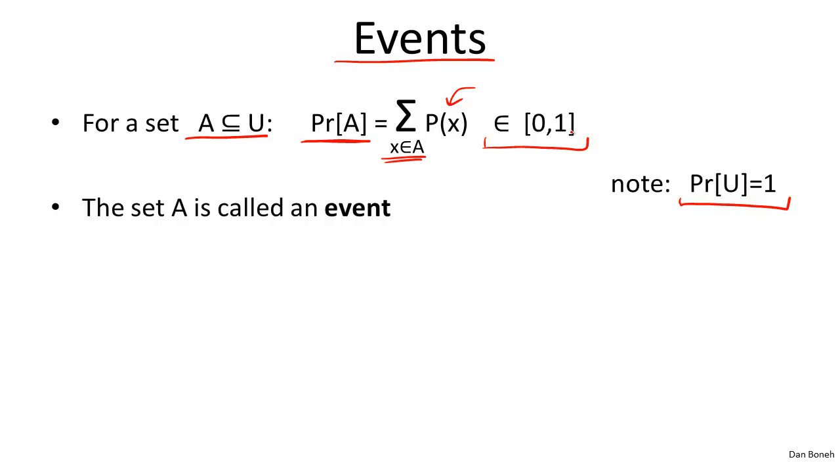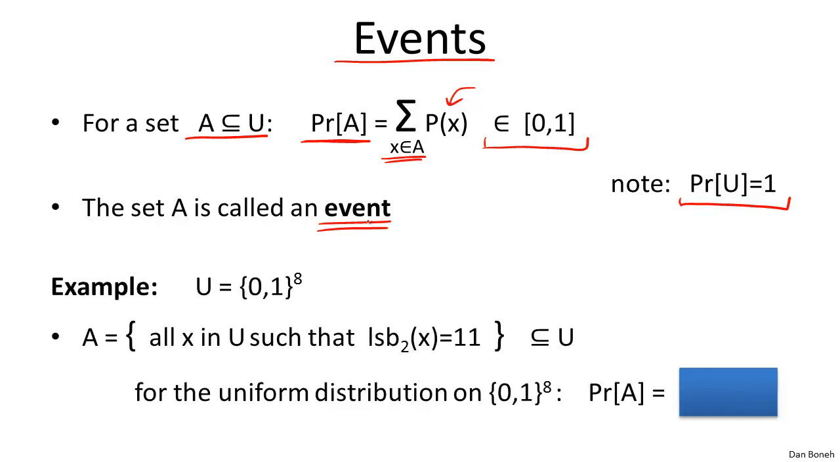And we say that the probability of this set A is the sum, which is a number between 0 and 1. And I'll tell you that a subset A of the universe is called an event, and the probability of the set A is called the probability of that event. So let's look at a simple example. Suppose we look at the universe U, which consists of all 8-bit strings, right? So the size of this universe U is 256 because there are 256 8-bit strings. Essentially, we're looking at all byte values, all 256 possible byte values.